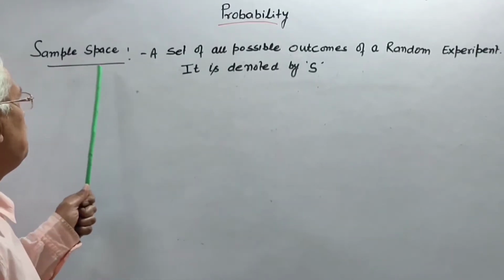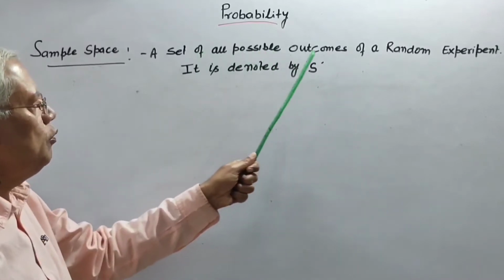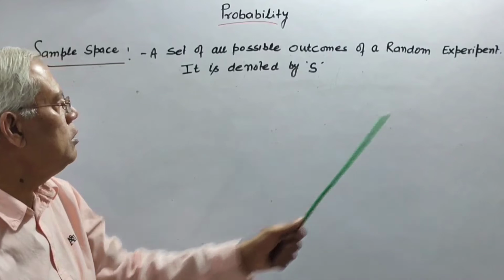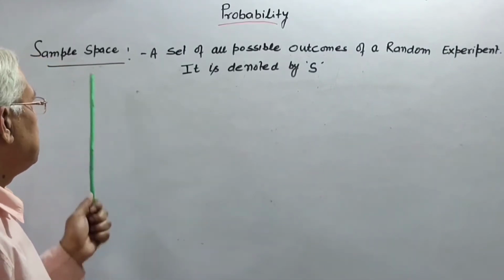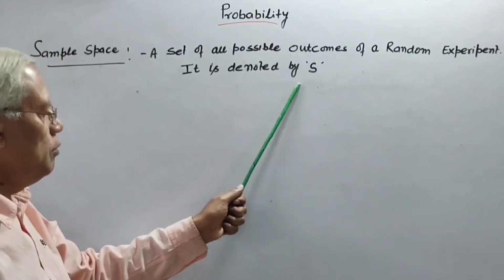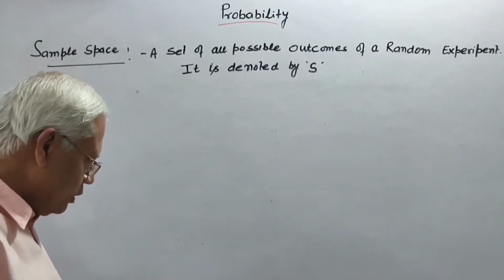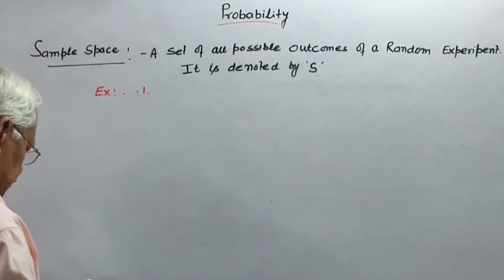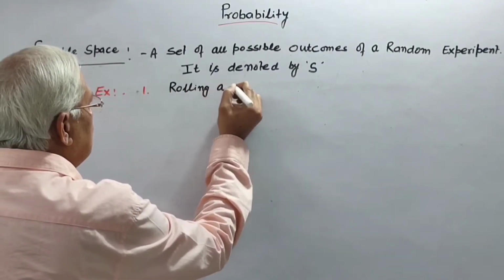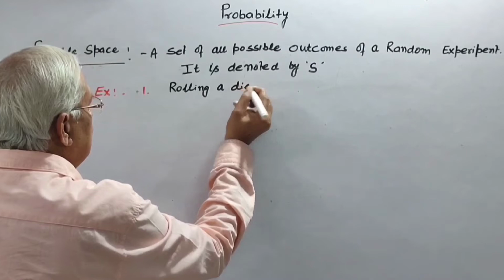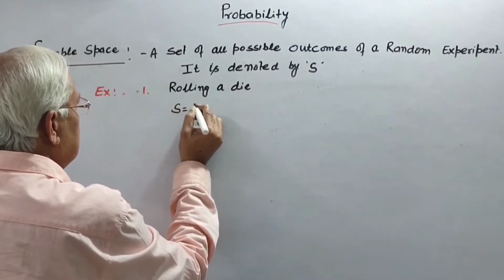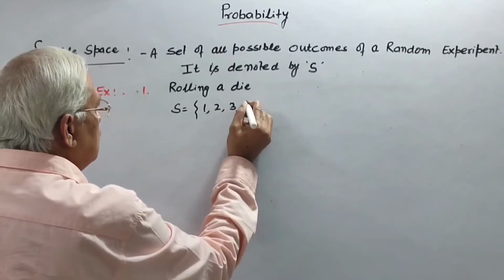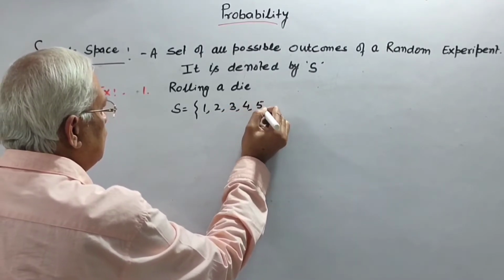Next definition is sample space. A set of all possible outcomes of a random experiment is called sample space. It is denoted by S. Let us consider few examples. Example 1. Rolling a die. What will be the sample space? It is a set having 6 elements.